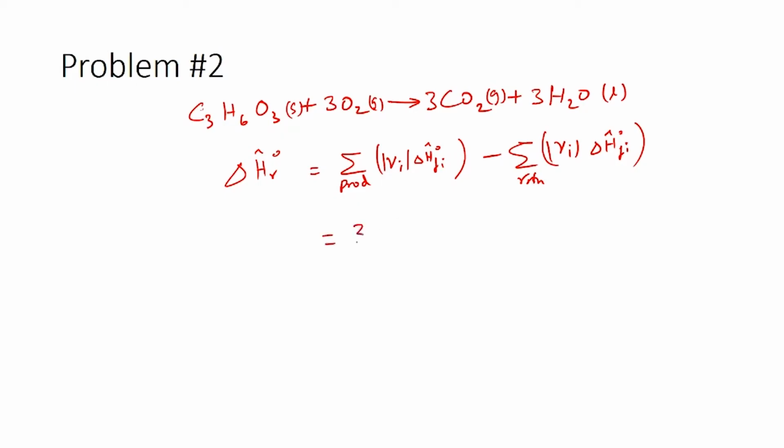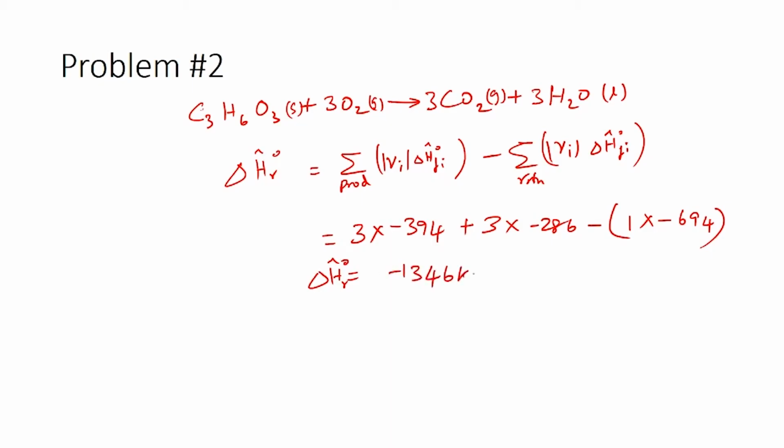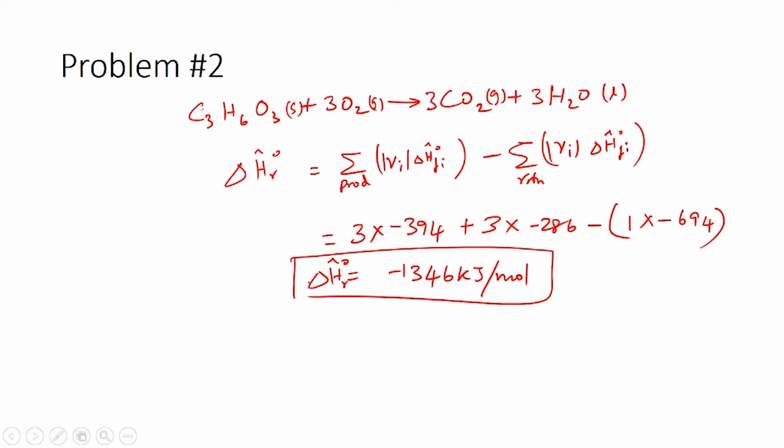So, this would be 3 times the heat of formation of carbon dioxide, which is minus 394, plus 3 times the heat of formation of water liquid, which is minus 286, minus 1 times, which is the stoichiometric coefficient of lactic acid, times the heat of formation of lactic acid, which is minus 694, and this would give us the heat of reaction as minus 1346 kilojoules per mole. So, this would be the heat of combustion for lactic acid if it were producing water liquid.